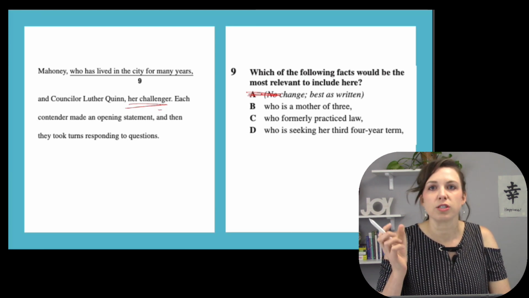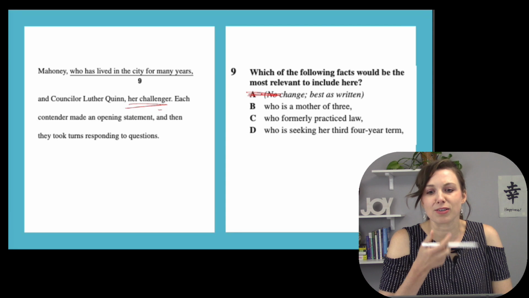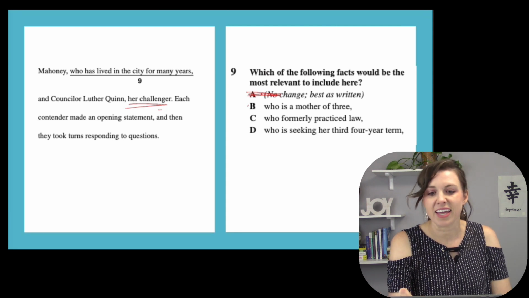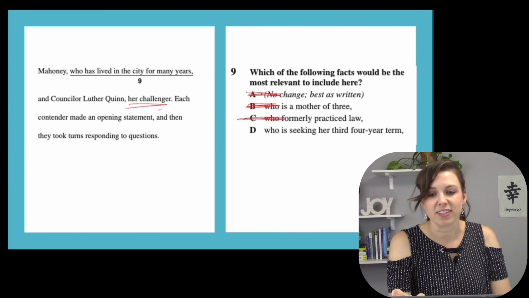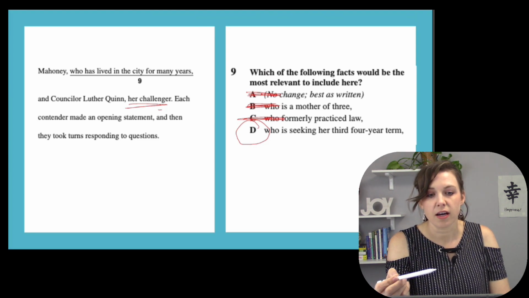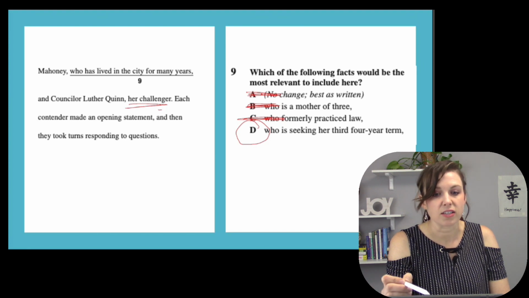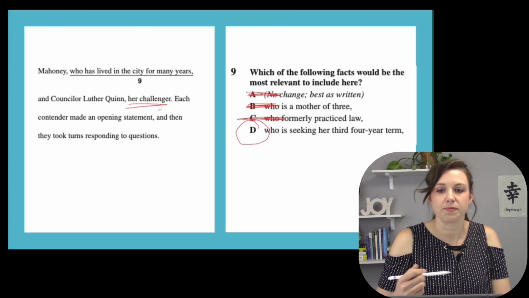a positive that sort of describes Mahoney should probably relate to actually like her political stance, right? Okay, a mother of 3, again, that's not relevant right here. Who formerly practiced law, not relevant. Whereas D, who is seeking her 3rd 4-year term, right? Then that really ties in with her challenger with Counselor Quinn, right? So Mahoney, who is seeking her 3rd 4-year term, and Chancellor Luther Quinn, her challenger. That really ties in well.